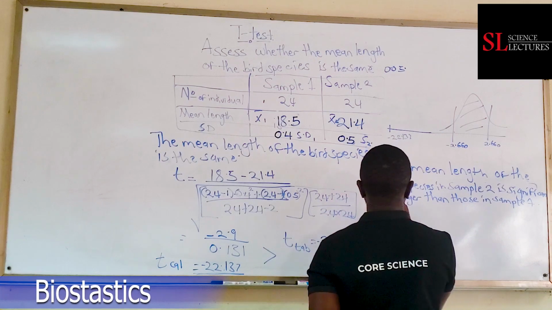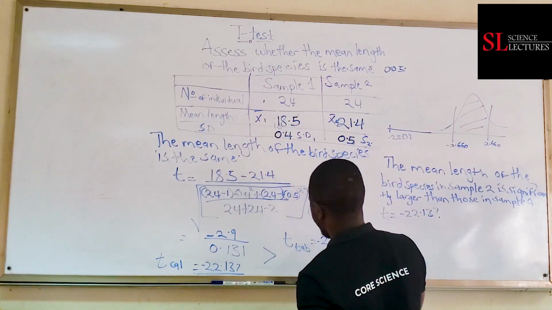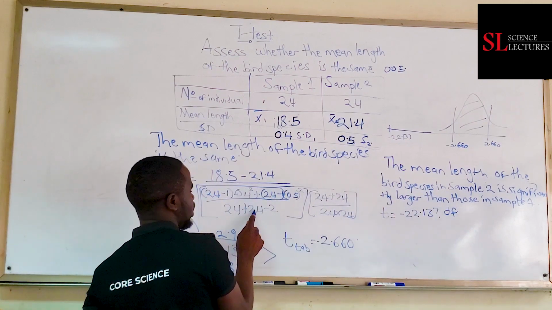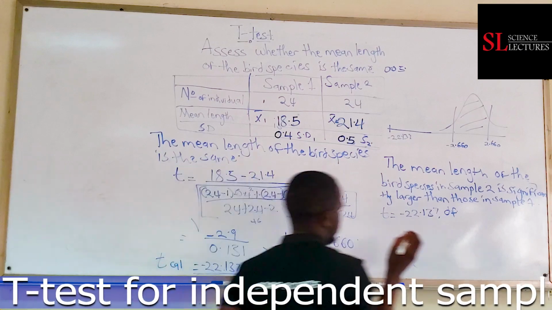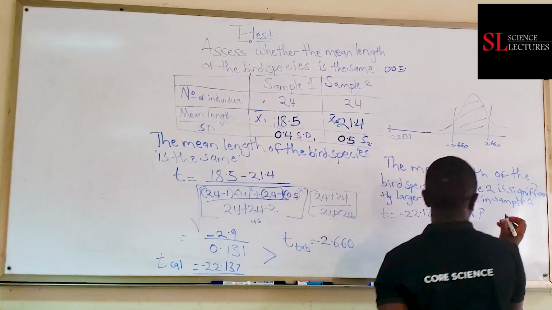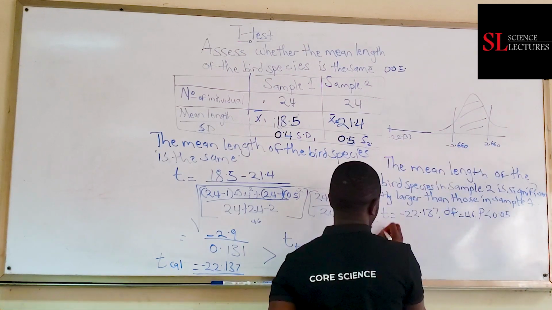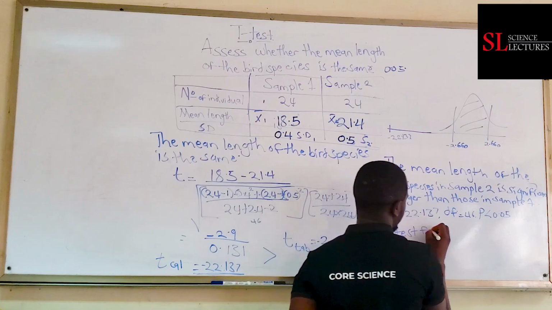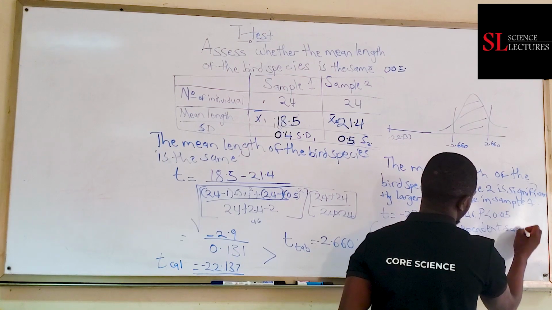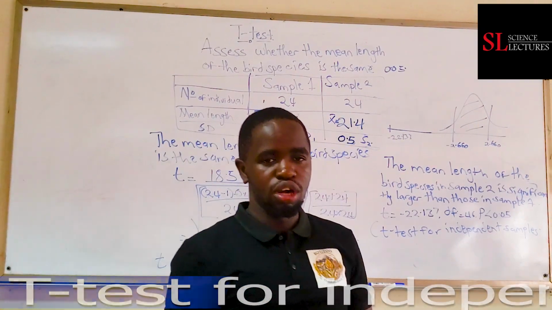Then you also add your calculated value, which is negative 22.137. What else? You add your degree of freedom. What is our degree of freedom in this case? We say degree of freedom is 24 plus 24 minus 2, giving us 46. So this is 46. And lastly, we say whenever you reject the null hypothesis, the probability is less than 0.05, because that is what I read off. Then I've used a t-test for independent samples. And that is how you go around with that.